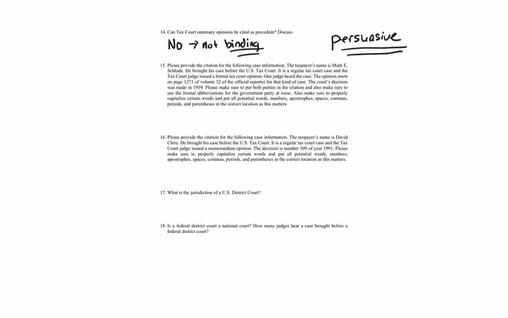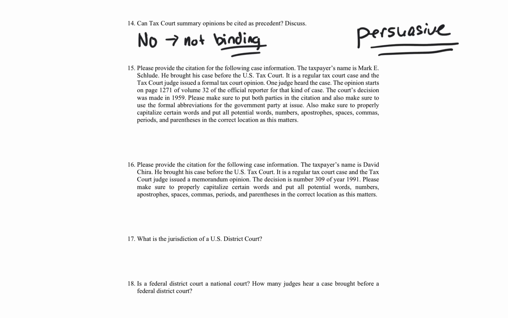Okay, so again, we're trying to provide a citation here. Now, before we actually write the citation, let's just go through and discuss. The taxpayer's name is Mark E. Schluty, so we have the taxpayer's name. He brought his case before the U.S. tax court. So we know it's the U.S. tax court. That's going to obviously affect our reporter, the formatting of how we present, all those things. And you need to know the differences in the different trial courts and the Circuit Court of Appeals, as well as the Supreme Court.